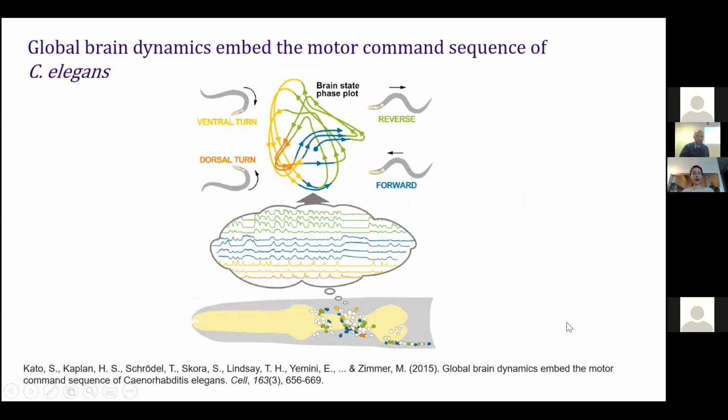And so what the Zimmer lab initially did is they found that global brain dynamics embed the motor command sequence of C. elegans. And so they measured the behavior over time, but they also measured the activity from all these neurons. And so here, this is a low-dimensional PCA representation of the neural activity, and then the color is the behavioral state. And so they found the different regions of neural activity in PCA space corresponded to different behaviors.